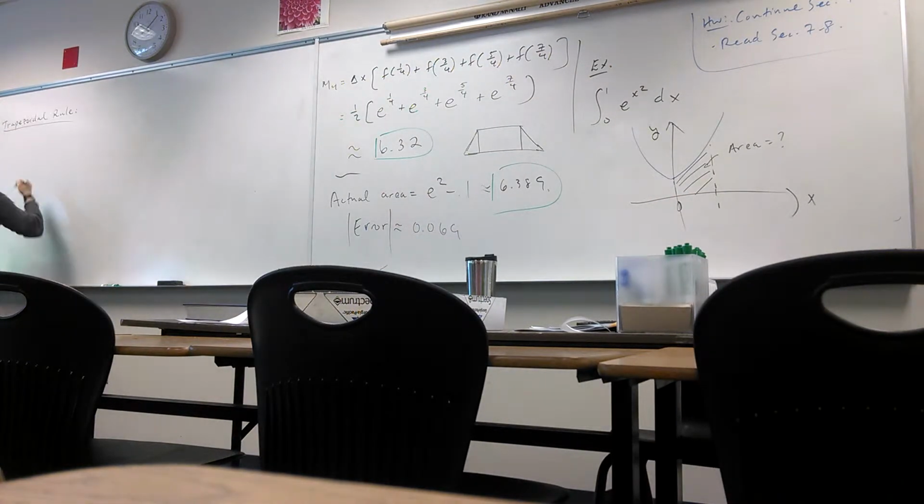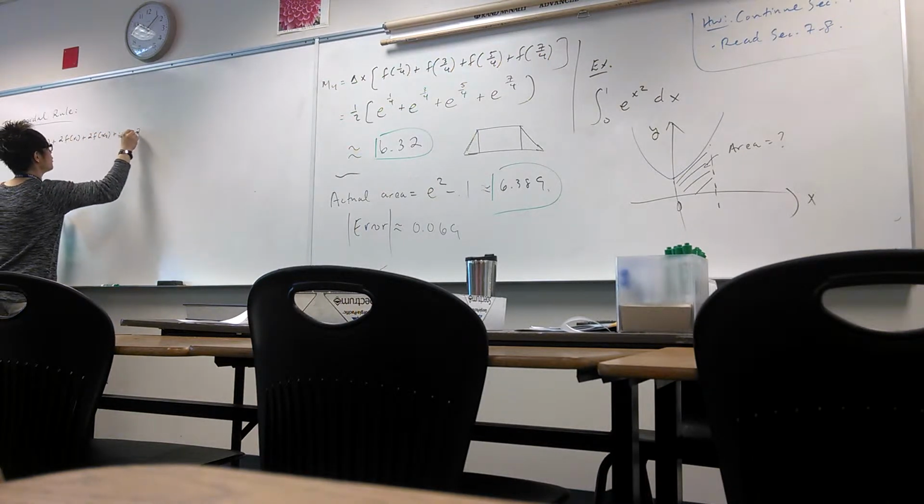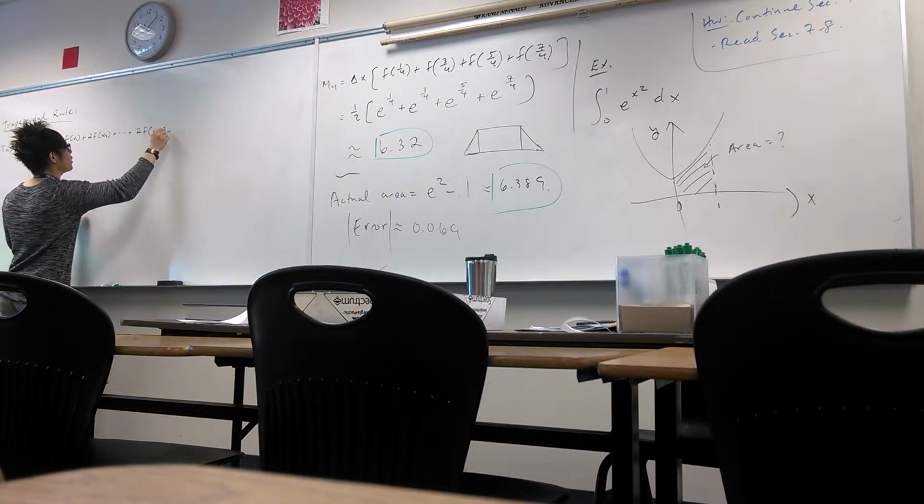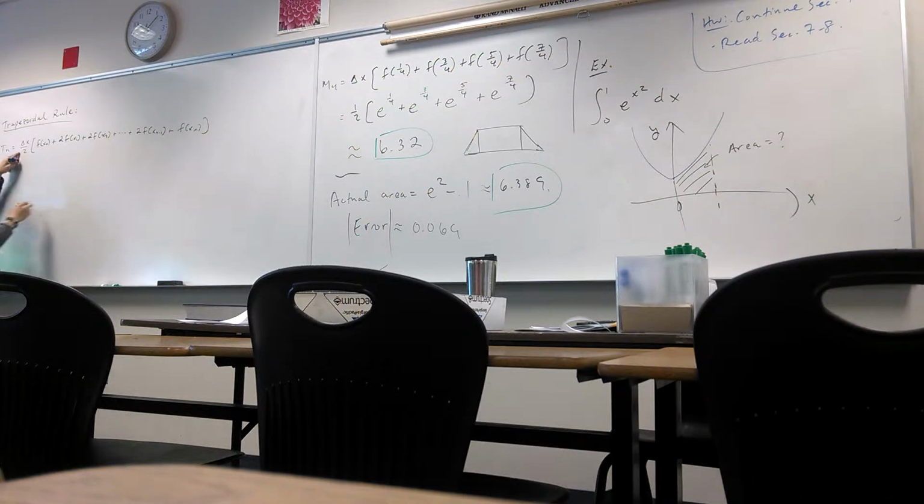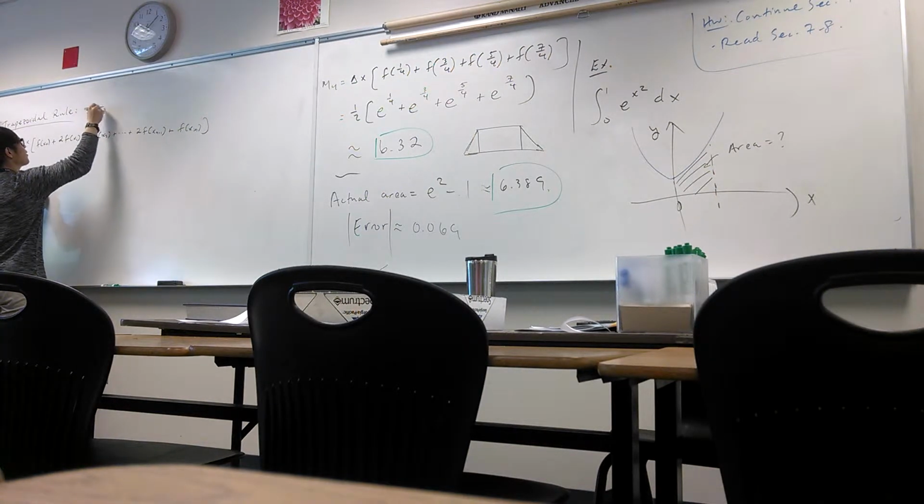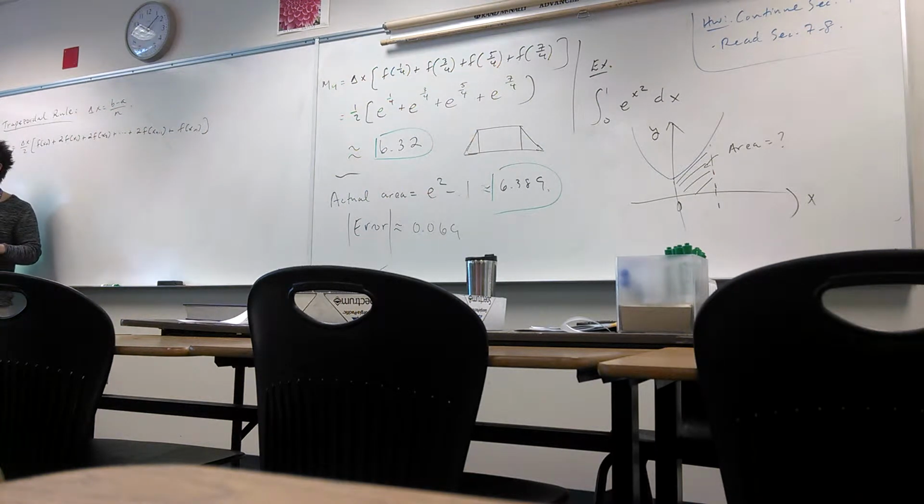So T sub n, that's the formula. It's going to be delta x over 2 times f of x sub 0 plus 2f of x1 plus 2f of x2 plus 2f of x sub n minus 1 plus f of xn. This delta x is just like before. Delta x is b minus a over n. So just like before.